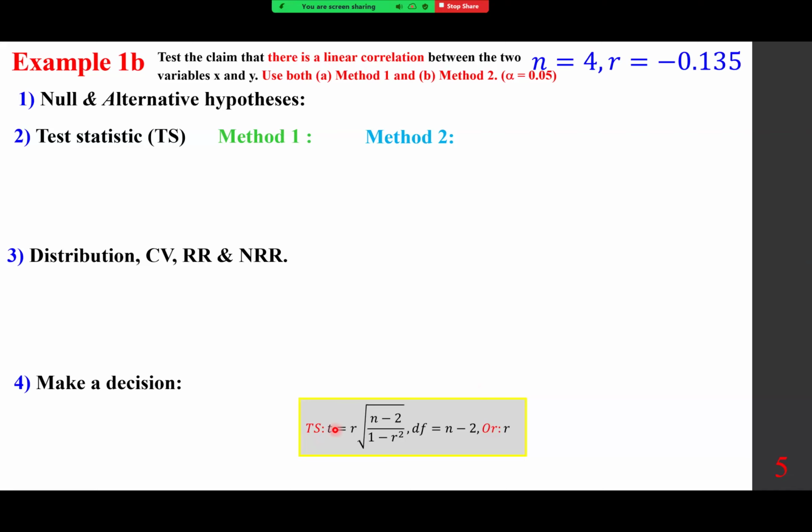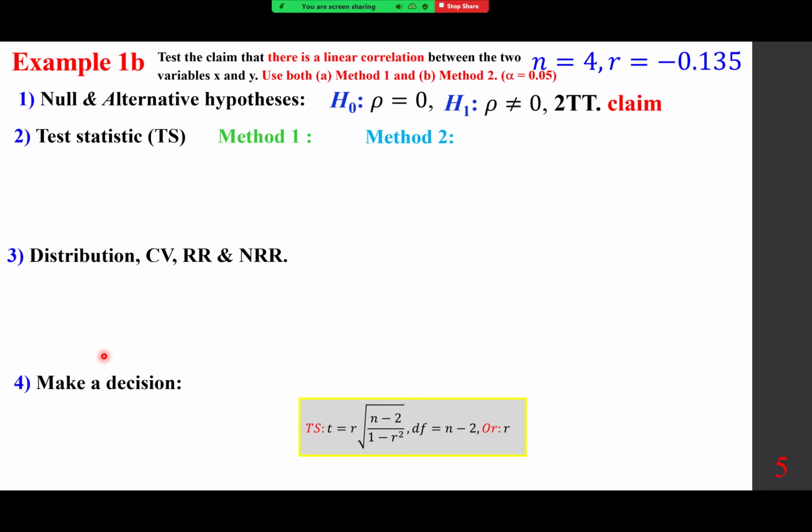So test statistic has this formula. H0, rho equal to 0. Rho represents the linear correlation for the population, or r represents it for the sample. H1, rho is not equal to 0. It makes it a two-tailed test, and we go with the claim. Test the claim that there is a linear correlation. H0 means there is no linear correlation. If we go for H1, there is a correlation. So that's the first step, null and alternative hypotheses.